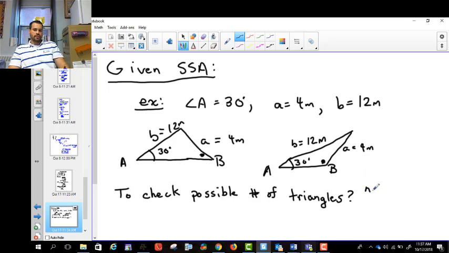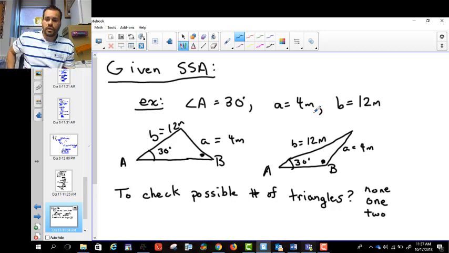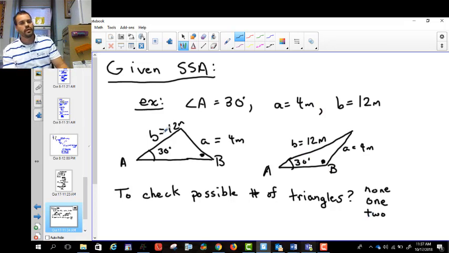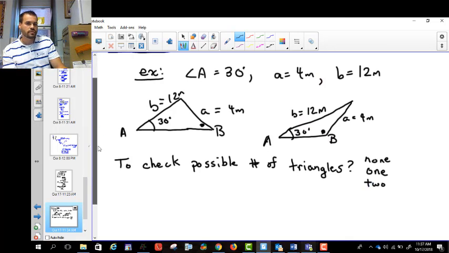It could be that there's none. It's possible that, given this information, there's no way we can do it. It's possible that there's only one, and it's possible that there's two. Those are the three possibilities. It's possible that this side is too small to even form a triangle. It's possible that it's only one, it's going to form a triangle, but there's no ambiguity. In other words, it's not ambiguous which one we have. It's just there's only one possibility. Or it's possible that there are two. So how do we know? And here's how we know.